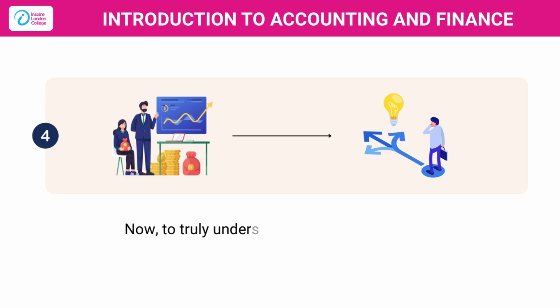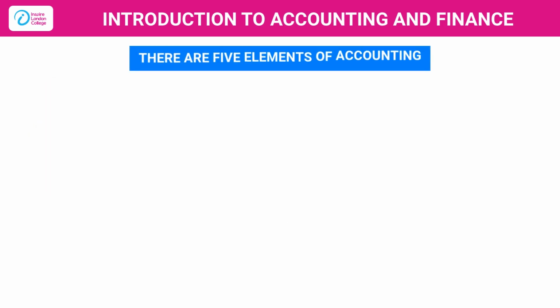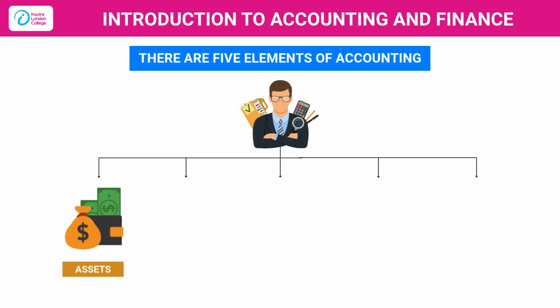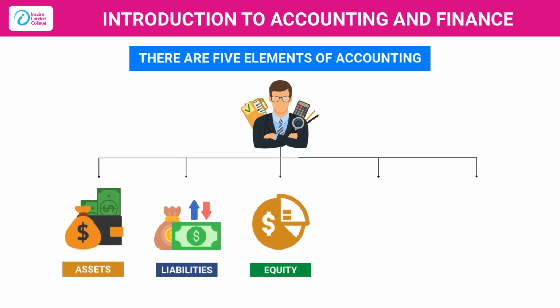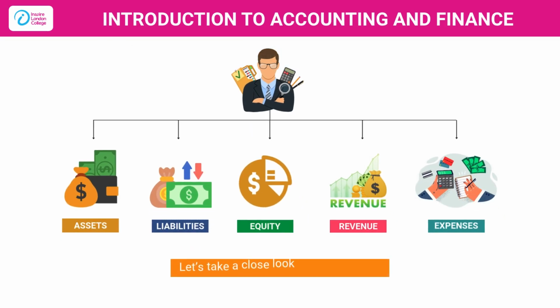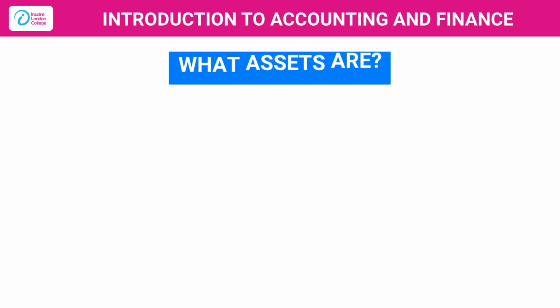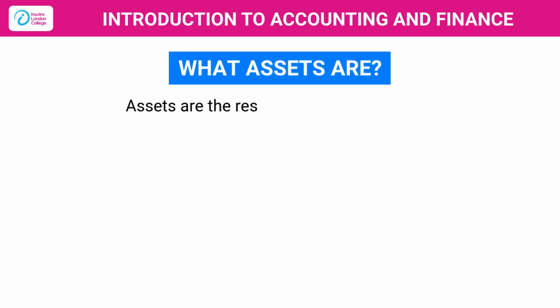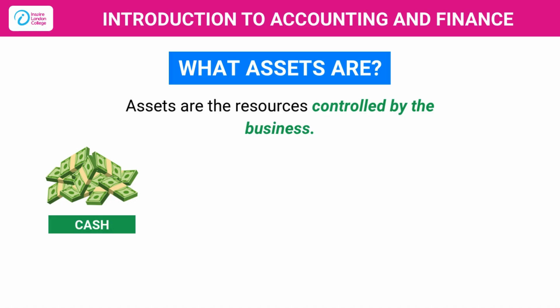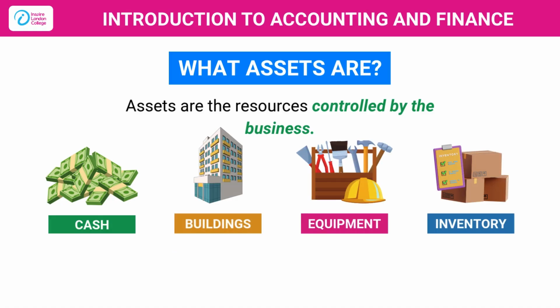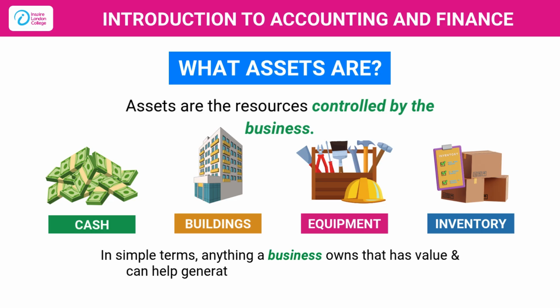Now, to truly understand accounting, you need to know its core elements. There are 5 elements of accounting: assets, liabilities, equity, revenue, and expenses. Let's take a close look at each element. First of all, let's see what assets are. Assets are the resources controlled by the business. They can be things like cash, buildings, equipment, or inventory. In simple terms, anything a business owns that has value and can help generate revenue is considered an asset.